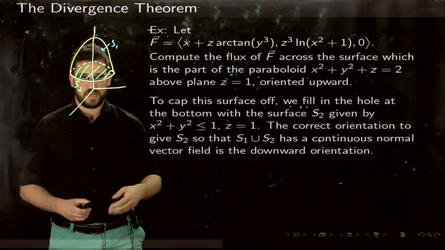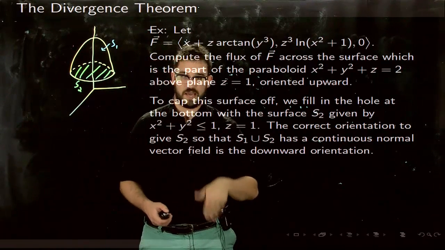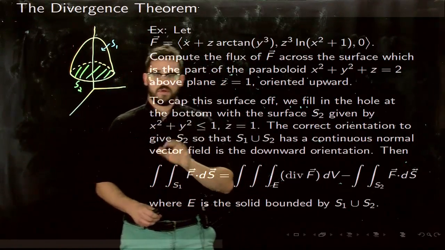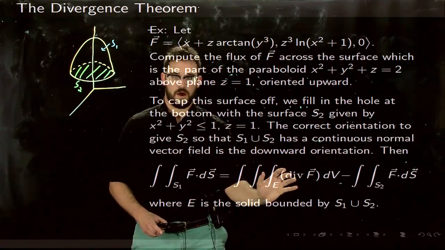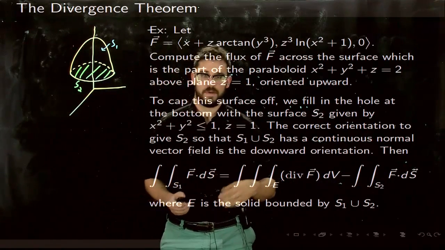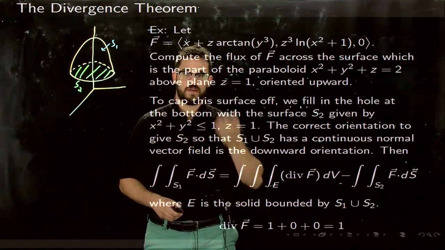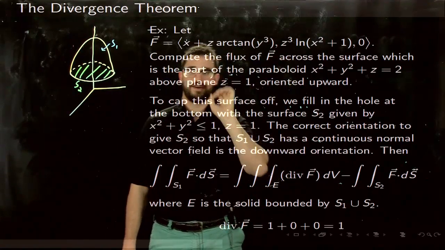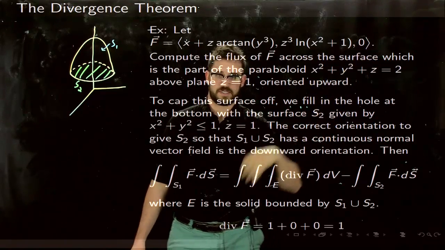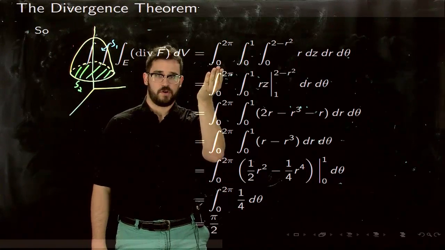So we give the correct orientation to S2. It has the continuous normal vector field, and the downward orientation is sticking out, right? Then we have the integral over S1 is equal to our triple integral minus the integral over S2, where E is that solid that we've bounded by S1 union S2. So the divergence of f, if you calculate this, is just going to be 1, which is really nice, right? Derivative with respect to x, derivative with respect to y, derivative with respect to z, and the sum of those. So we calculate our triple integral.